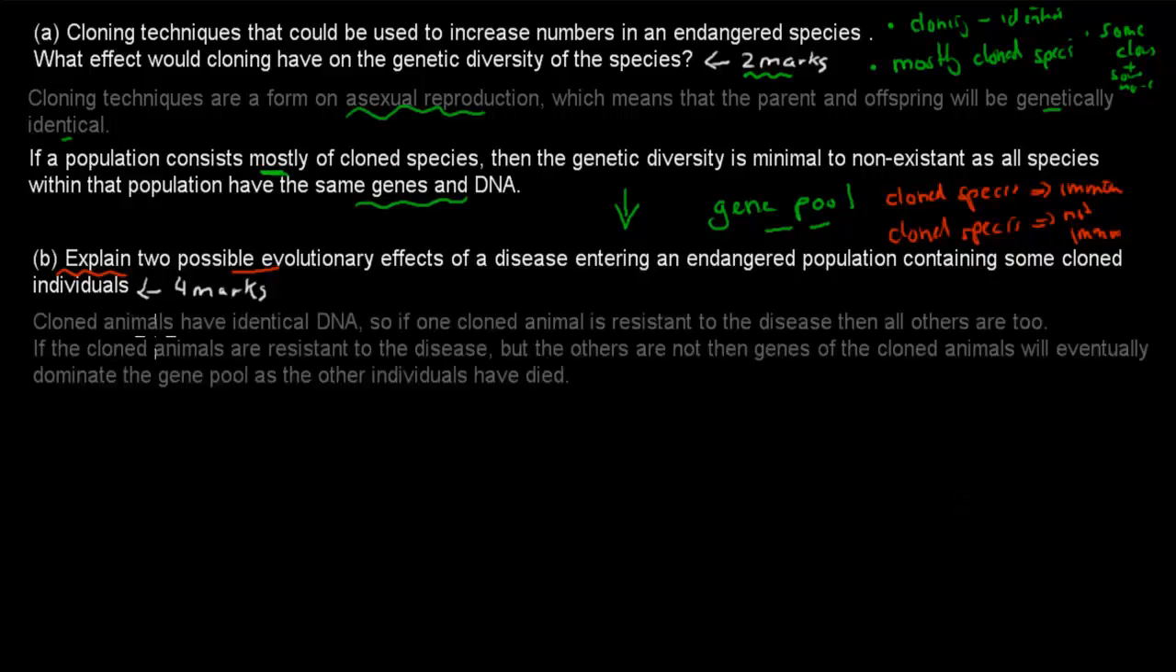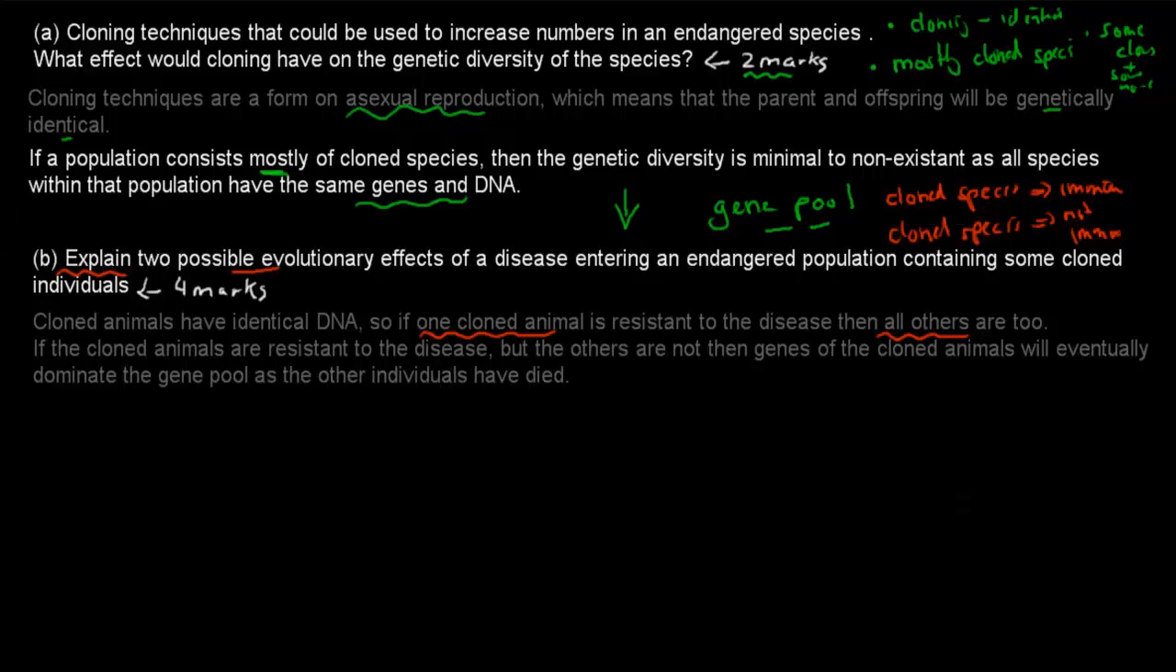So cloned animals have identical DNA. If one cloned animal is resistant to disease, then all others are too. The reason is that they have the same DNA. So if cloned animals are resistant to disease but the others are not, then the genes of the cloned animals will eventually dominate the gene pool as the other individuals have died.